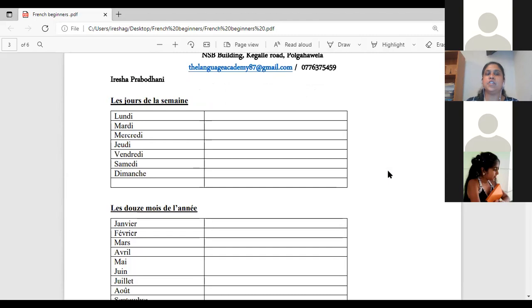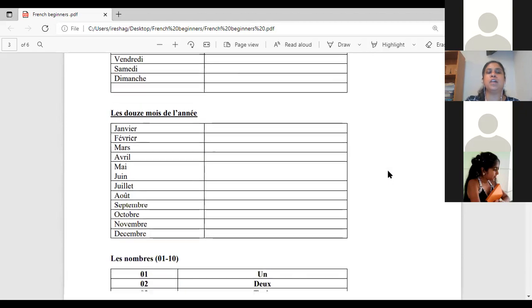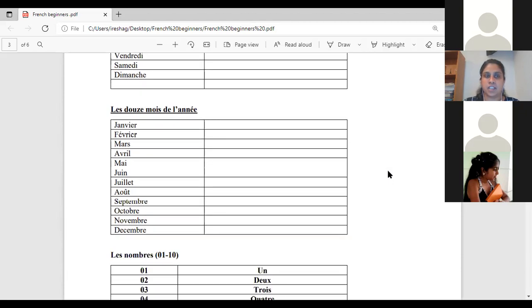Then we did les jours de la semaine, the days of the week: lundi, mardi, mercredi, jeudi, vendredi, samedi, dimanche. And then les 12 mois de l'année, the 12 months of the year: janvier, février, mars, avril, mai, juin, juillet, août, septembre, octobre, novembre, and décembre. Any questions up to here? Any questions?